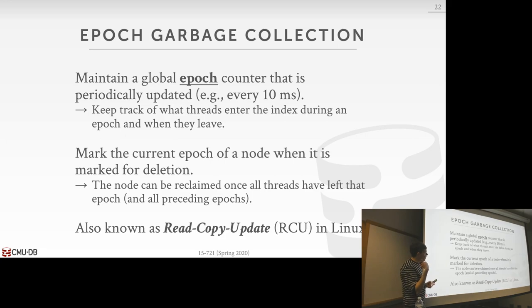Now what will happen is, when we do our consolidation, we'll ask what's the current epoch of the BW tree, and I mark that garbage with that epoch. Once I know that no thread could possibly be seeing that node, because they're not in that epoch anymore, then it's safe for me to go ahead and delete it. In Linux, this is called RCU, read-copy-update. This is used in various data structures internally inside the kernel. If you read systems papers, they'll refer to this as RCU. In database papers, we refer to this as epoch-based garbage collection.